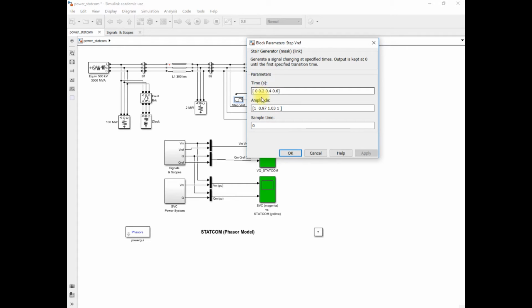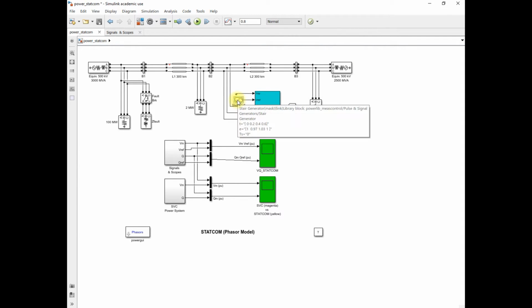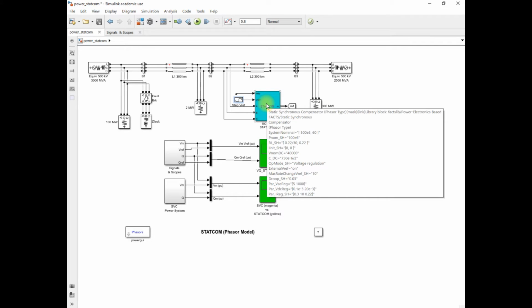At 0.2 second, we change the V reference from 1 to 0.97 per unit. At 0.4 second, we change the reference from 0.97 to 1.03 per unit, and at 0.6 second again we set it to 1 per unit. So here we select the external reference, that's why we must provide the V reference externally. Otherwise you do not need this external reference if you select the internal V reference.